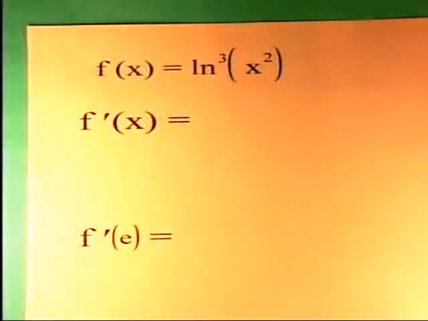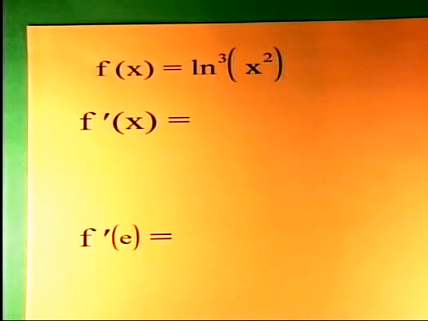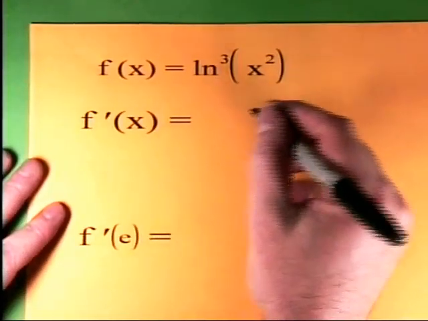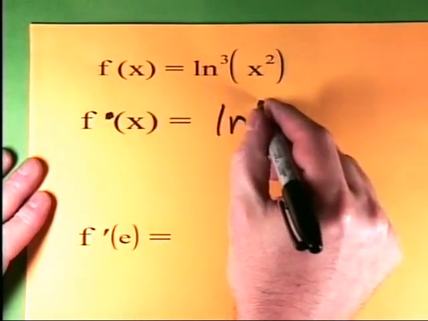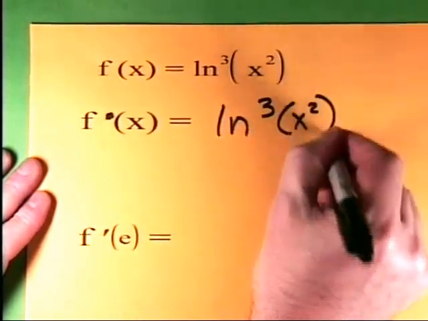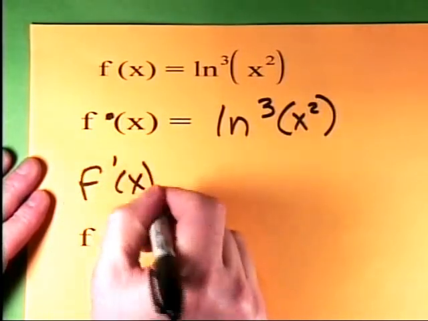Hey, Emily. Are you nervous? No. You're not? Really. No. Okay, we'll try this one then. F of x is equal to natural log cubed of x squared. Find f prime. What's f prime of x and what's f prime of e? Can you rewrite it? Sure. F of x is equal to natural log cubed of x squared. So what's f prime of x equal to?